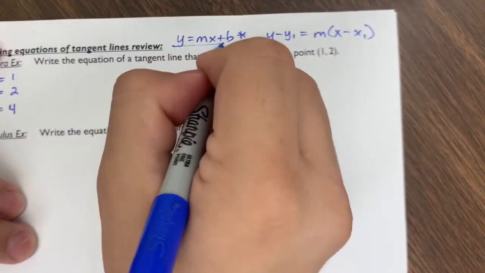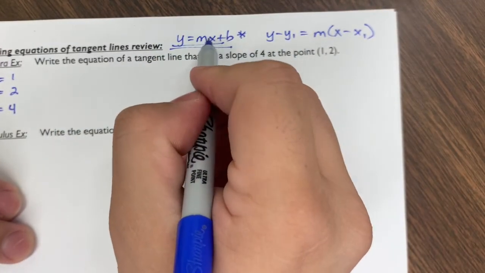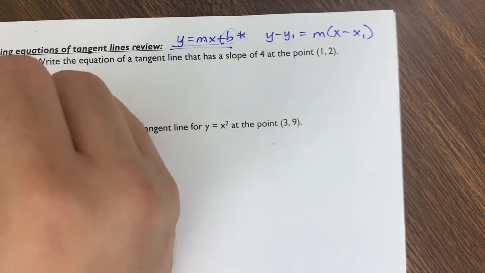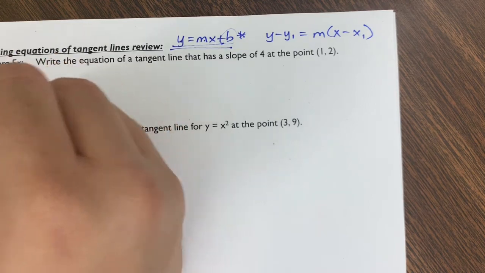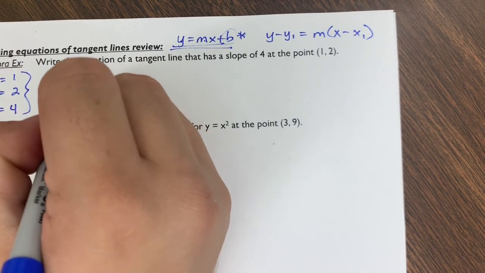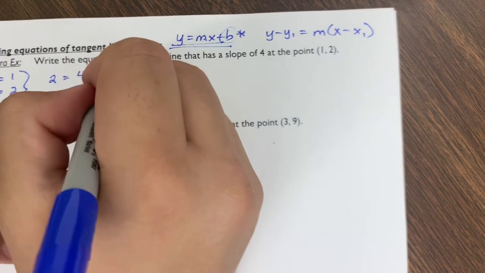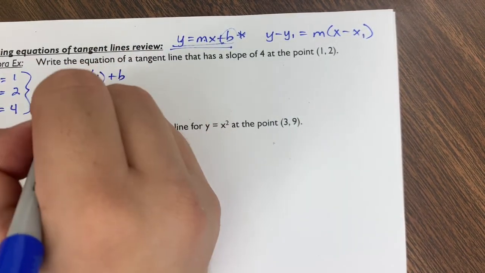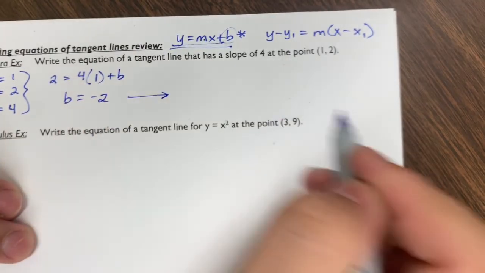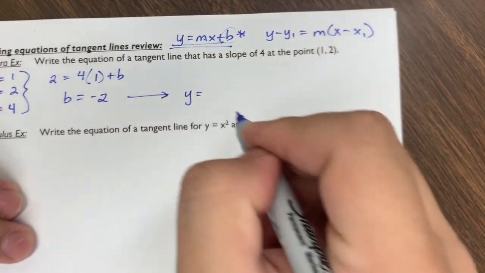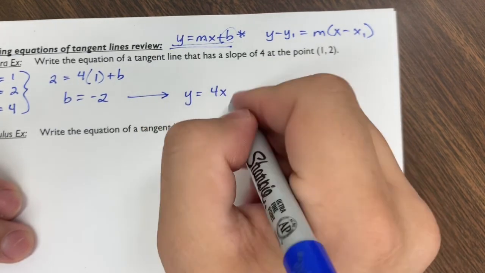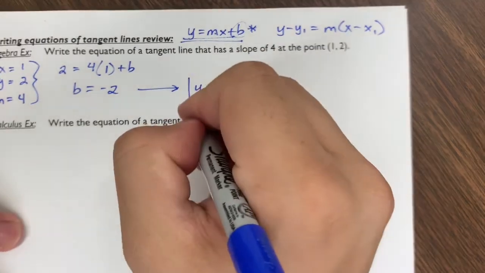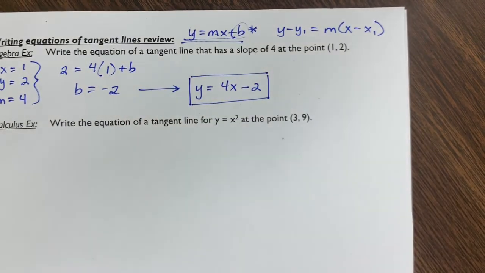To create a linear equation, we have these three values, but we're missing the y-intercept, so just solve for the y-intercept after plugging everything in. If I do that, I get 2 is equal to 4 times 1 plus b. Then if I work this out, I get b is equal to -2. And then our linear equation is y is equal to 4x minus 2. So this is how you find a linear equation given a slope and a point.